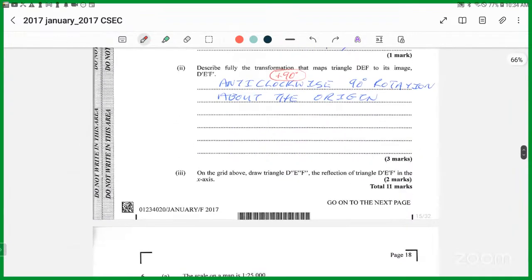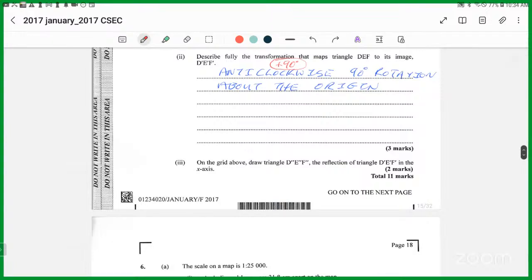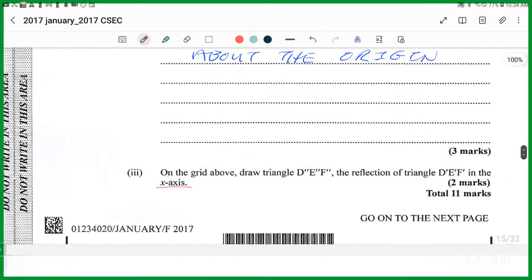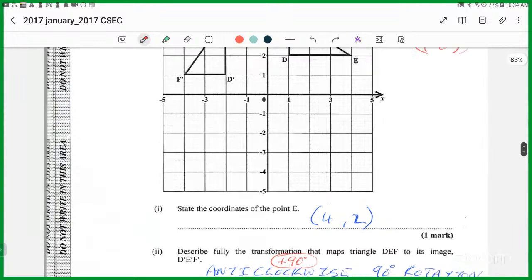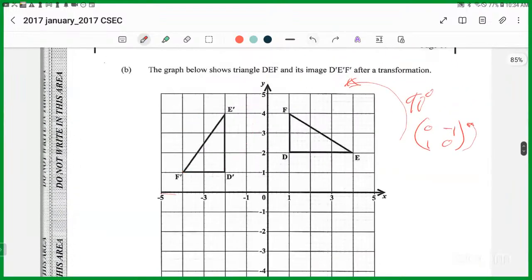All right, next part says, on the grid, we have to draw D double prime, E double prime, F double prime, the reflection of the prime triangle in the x-axis. Instead of saying x-axis, they could have instead said the line y equals 0. I've seen that in questions before. X-axis is y equals 0. In any case, we're reflecting the prime triangle in the x-axis. That's the x-axis.